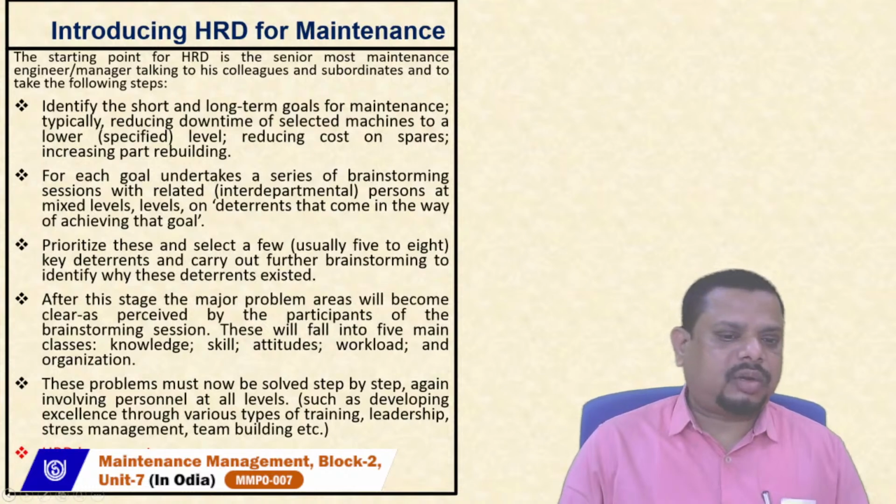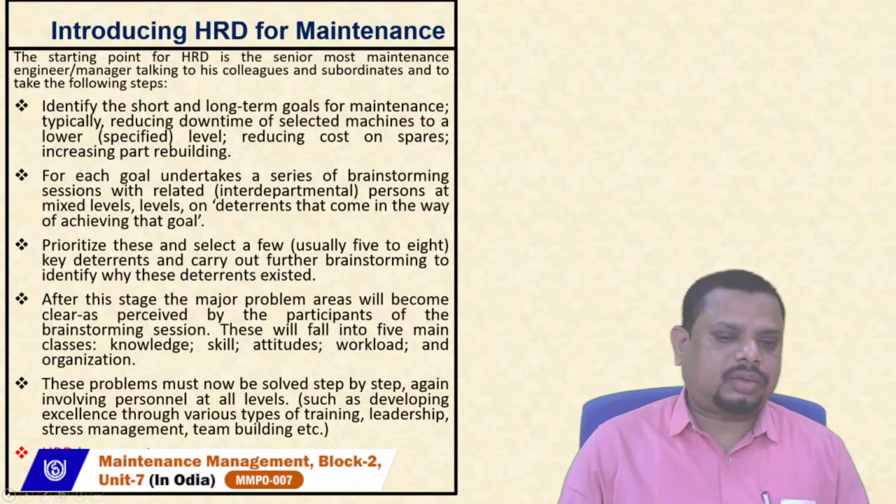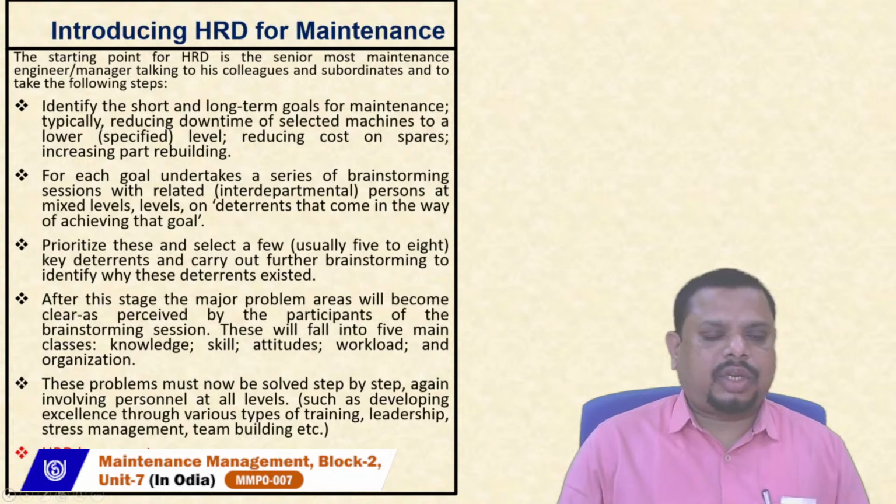So these are the things to be observed in this skill. There are five main classes. The first one is knowledge. The next one is skills. The third one is attitudes. The fourth one is workload, and the last one is different organizations. So whenever you go for solving the different aspects of maintenance, human resource development must understand how to solve step by step, and they must involve personnel at all levels, such as developing excellence through various types of training, leadership, stress management, and team building.